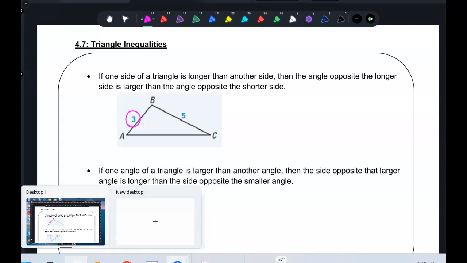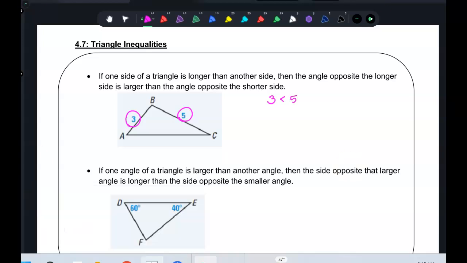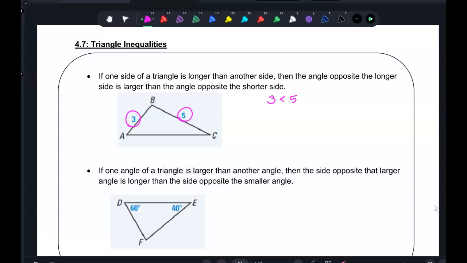Okay. 3 is smaller than 5. Yeah, 3 is smaller. 3 is less than 5. Okay, so what we want to do is look at the angle opposite. So what angle is opposite 3? Angle C. So I know the measure of angle C is going to be less than... what's opposite 5?